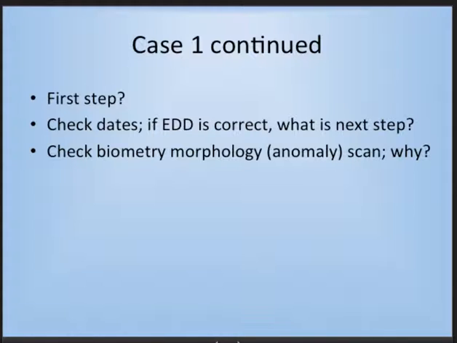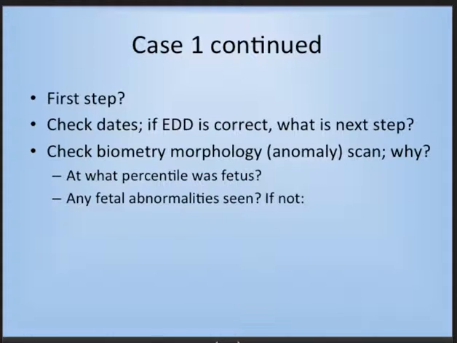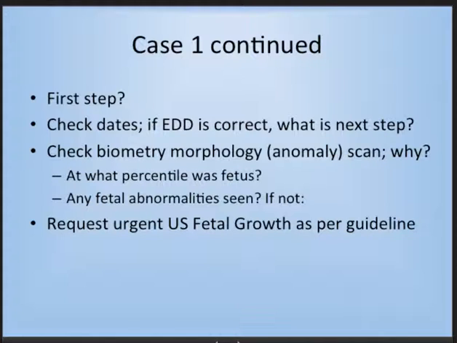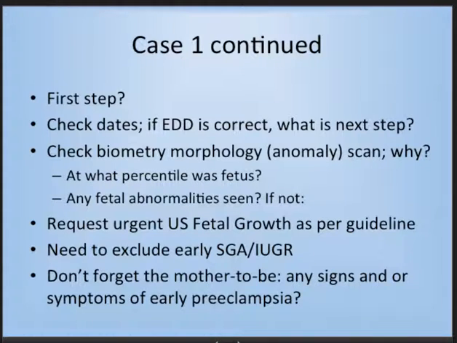And why do we do that? We want to find out at what percentile the fetus was at the 19-week scan. You could argue that is probably representing the specific growth potential of this particular baby. Were any abnormalities seen? And if not, then we request an urgent ultrasound scan for fetal growth as per guideline. We need to exclude early SGA/IUGR. And don't forget, of course, this mother-to-be had no signs of preeclampsia, so it's important to take the full clinical picture into consideration.